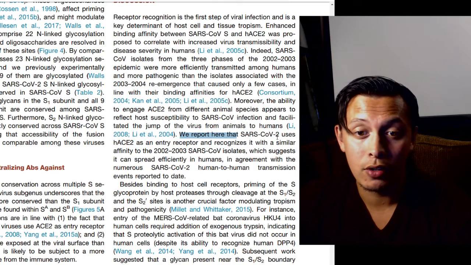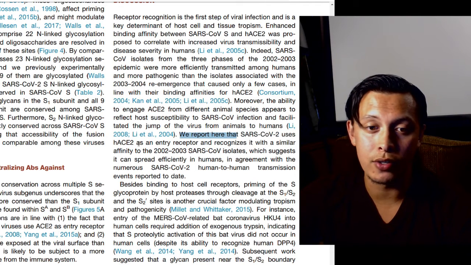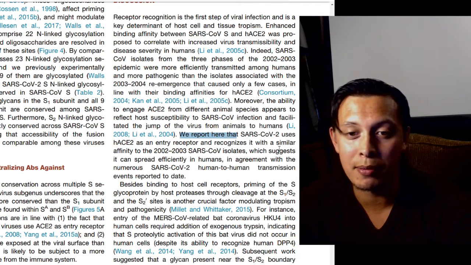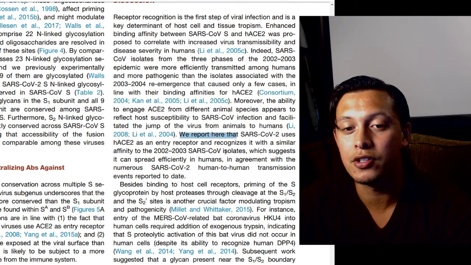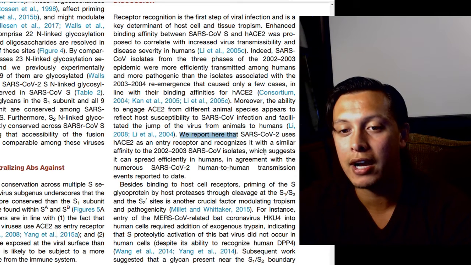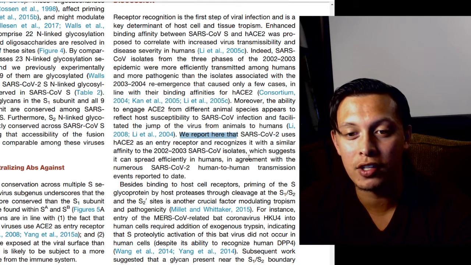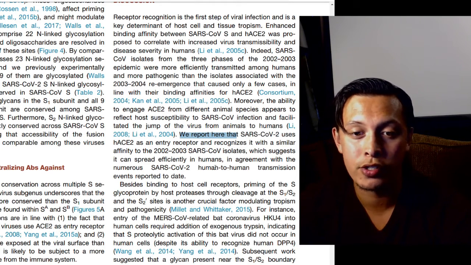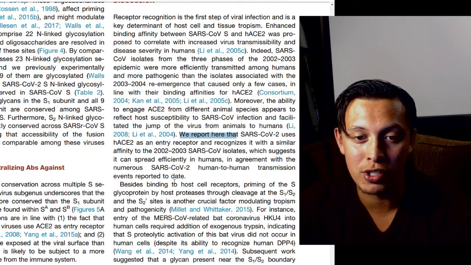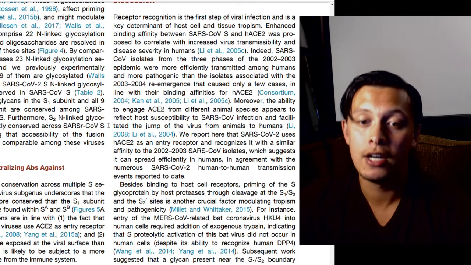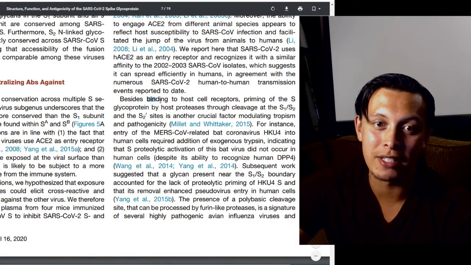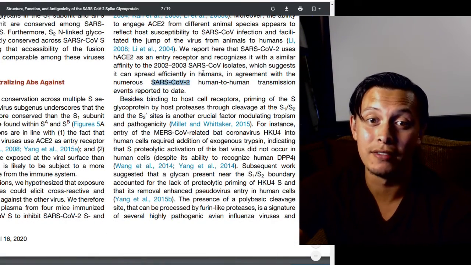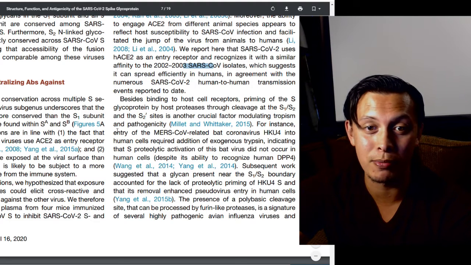Unfortunately for us. We report here that SARS-CoV-2 uses human ACE2 as an entry receptor and recognizes it with a similar affinity to the 2002-2003 SARS-CoV isolates, which suggests it can spread efficiently in humans, in agreement with numerous SARS-CoV-2 human-to-human transmission events reported to date. I mean, it's an understatement. It binds much better than the original SARS, but let's leave it at that.